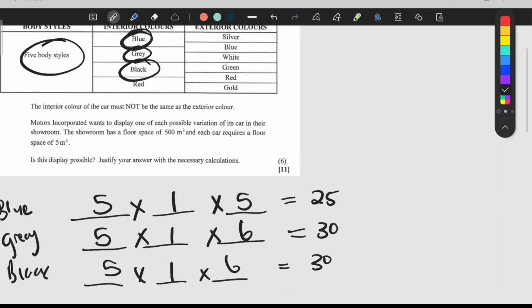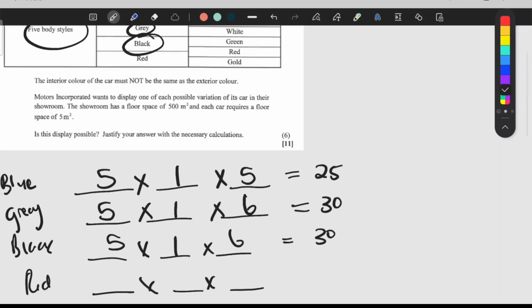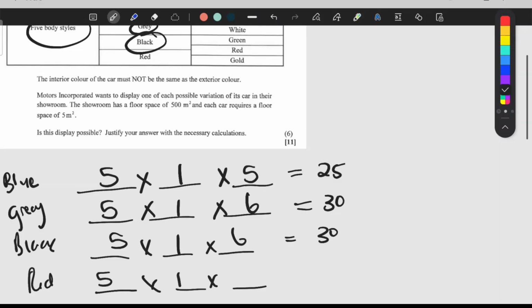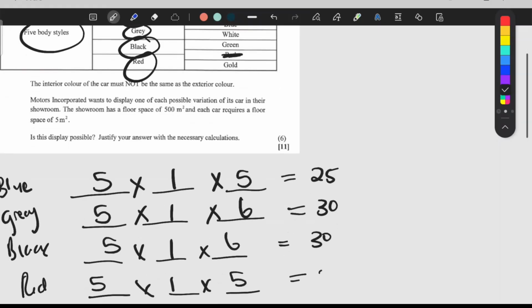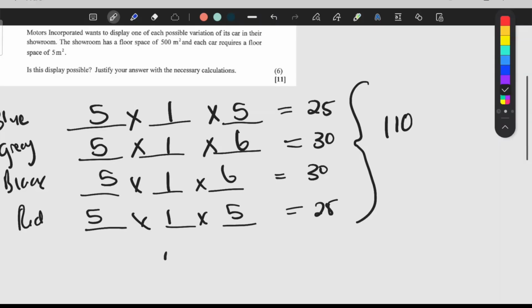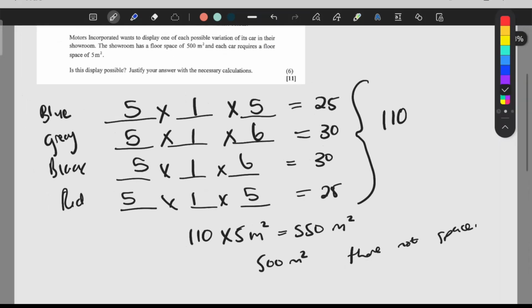That's also 30. Then for red, I'm going to say 5 body styles, red, I'm only using red. Then I can't use this red, so that is 5 options left. This is 25. And then you just add them all up. That gives you 110. And then you take 110 cars times 5 square meters, 550 square meters, and the floor space is only 500. So there is not enough space. And that's how you answer that question.